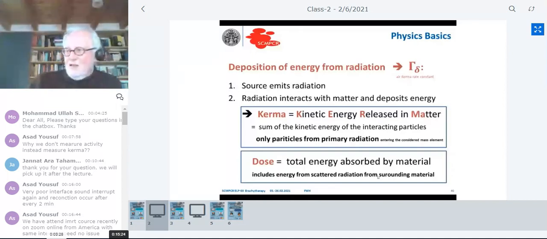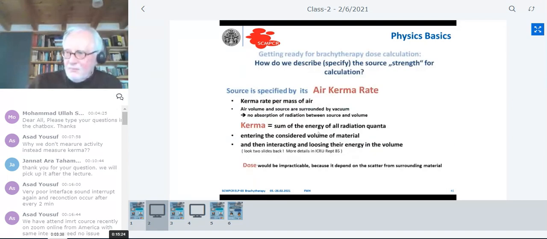So these are two different things. In our dose calculations, in most instances, we actually use kerma. That's the one thing. And for our source specification, the number with which we account for the activity of the source that will decay with radioactive decay, we use the air kerma rate, or specifically the reference air kerma rate, and not the activity. So these are two things that we'll be using frequently today.